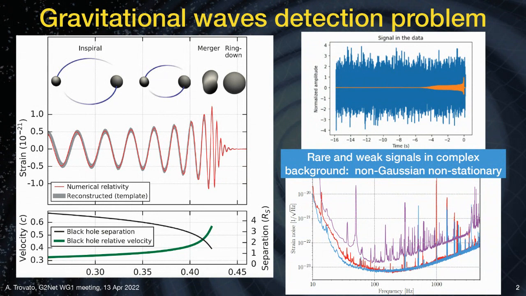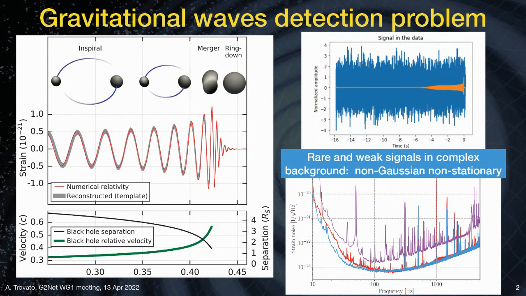But as you know, when we look for this kind of signal in the data, we realize that they are not easy to find. They are really hidden in the data. These signals are rare, weak, and the background is really complex. It's not Gaussian, it's not stationary. This is, I don't remember which run it is, probably O2, a typical example of the noise as a function of the frequency.